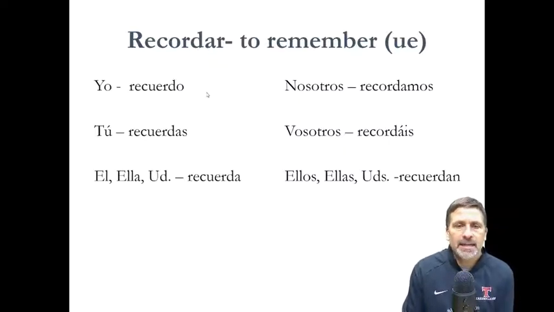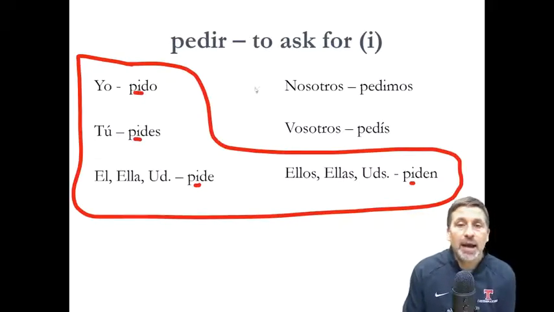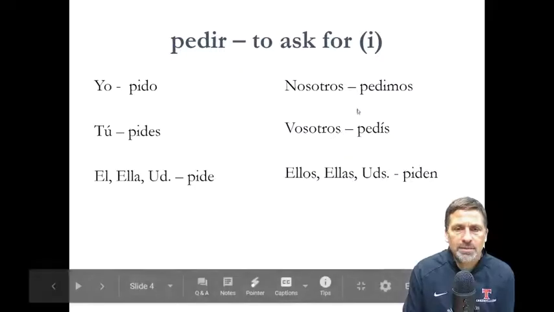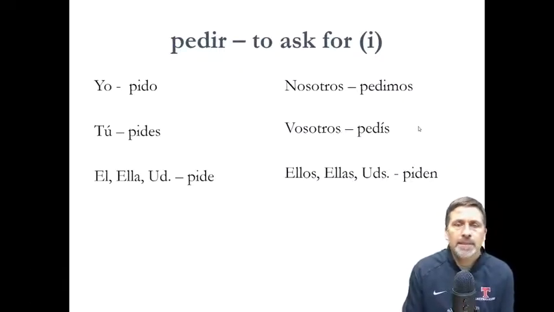Bien. Next verb. Pedir. To ask for. The E changes to an I in all forms except for the nosotros and vosotros. Yo pido. Okay? I ask for a pop. Yo pido un refresco. Nice.